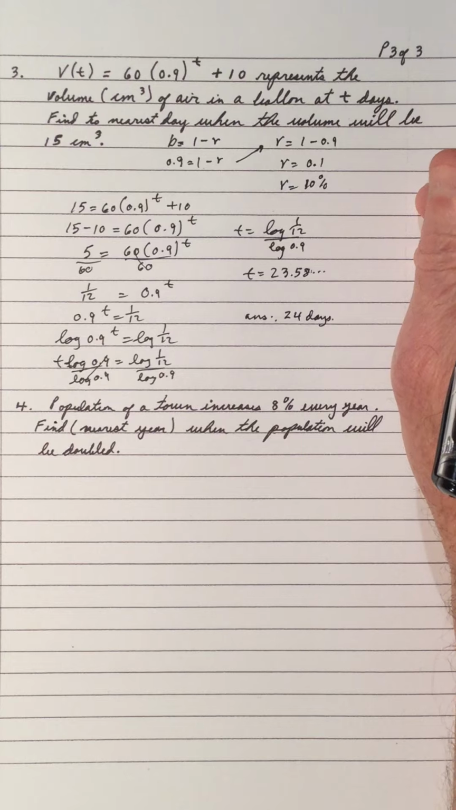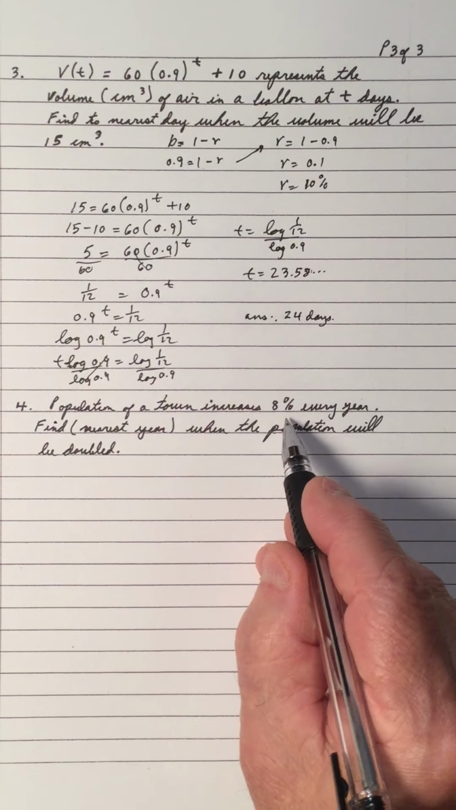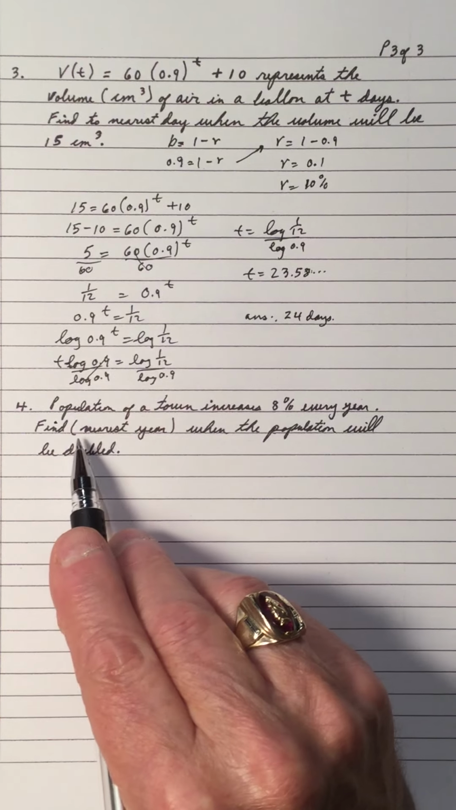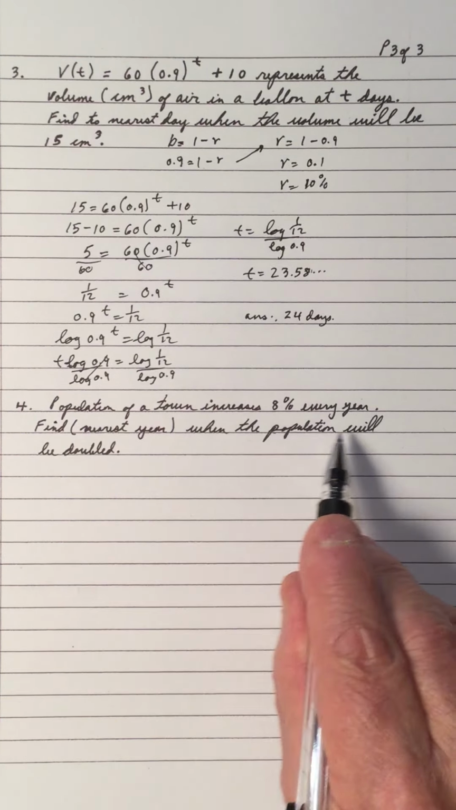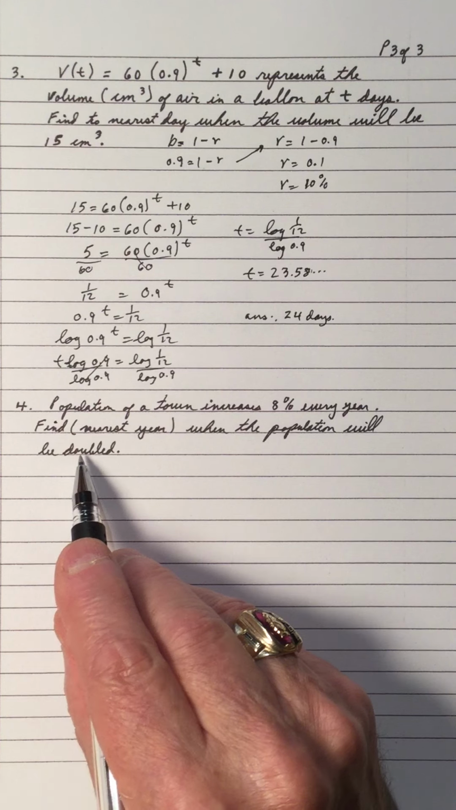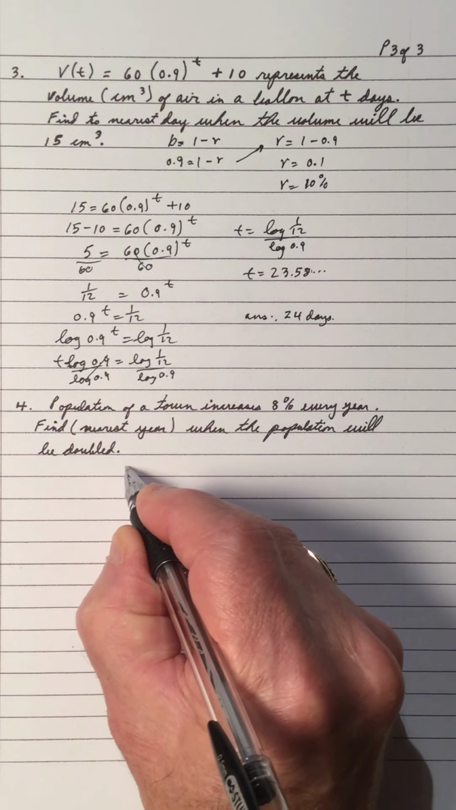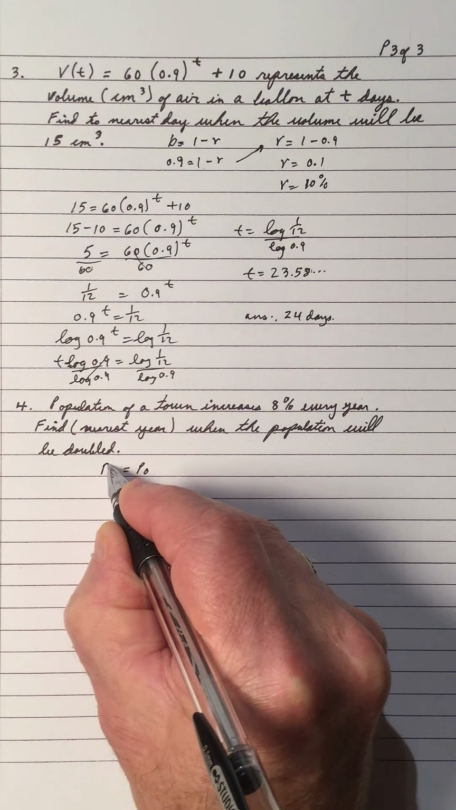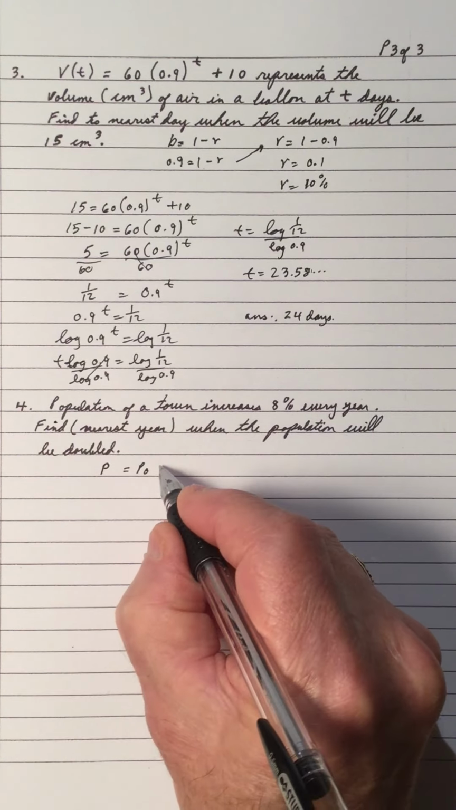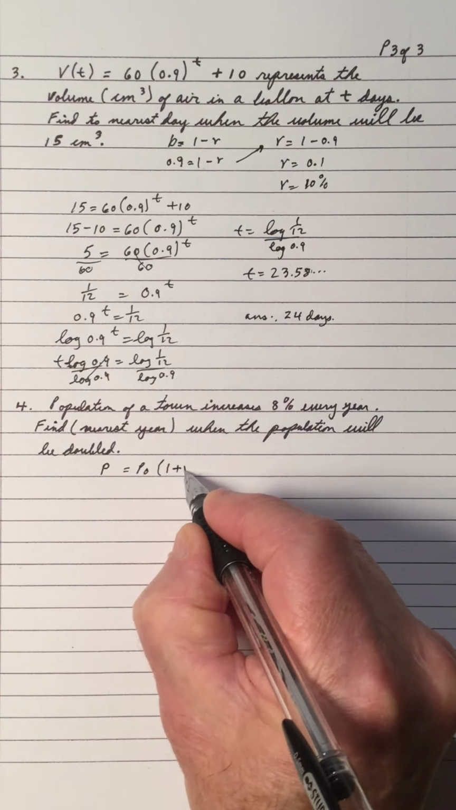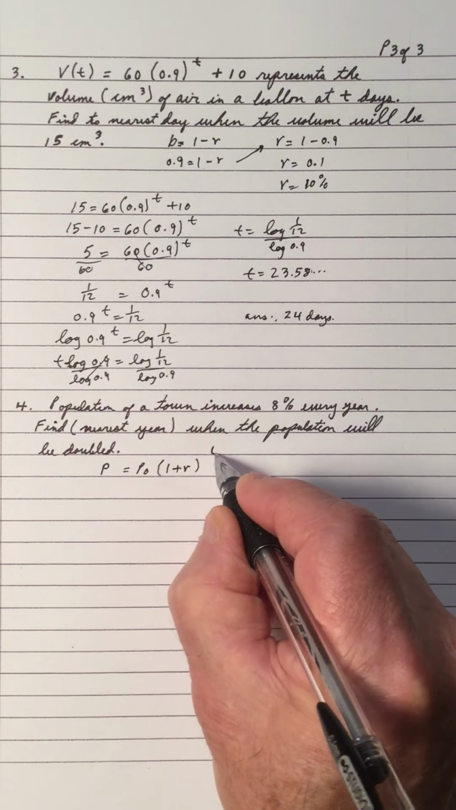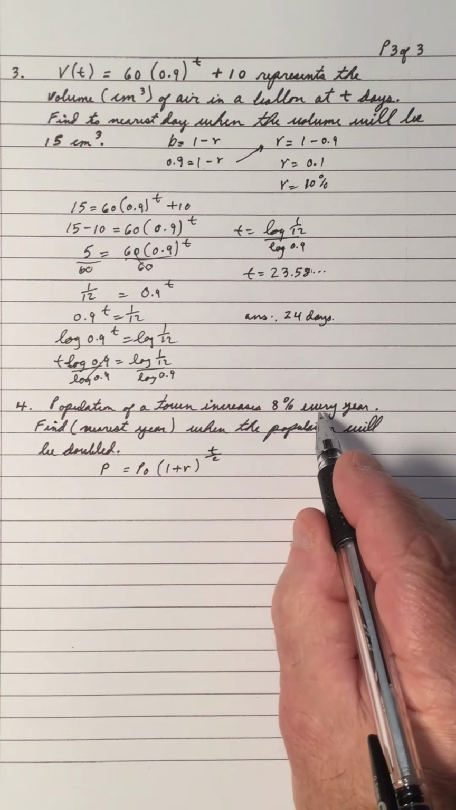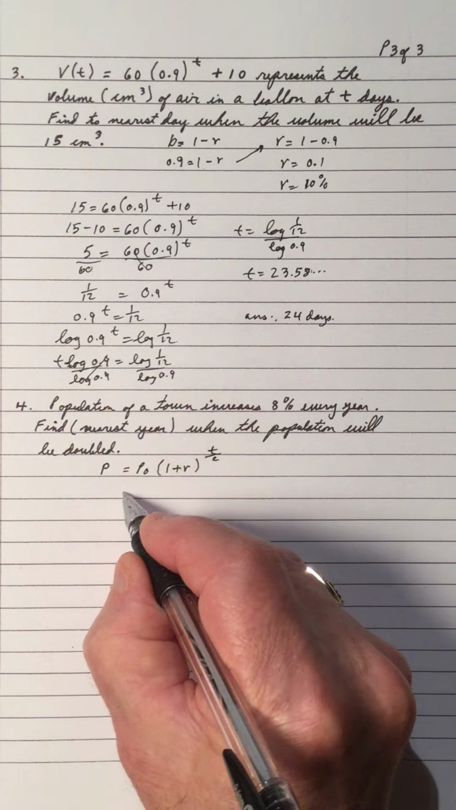And one more to do. The population of a town increases 8% per year. So the rate is 8%. Find to the nearest year when the population will be doubled. So the equation is that we have the original population growing to p, which is the population after t. So that's 1 plus the rate, to the t over c, which is the increment change. And it happens every year, so c is 1.